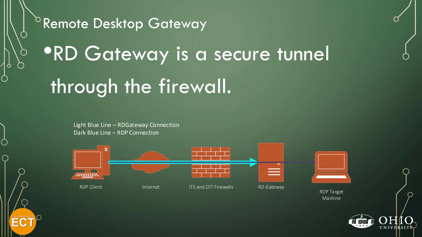You'll also be prompted for username and credentials when you do that, so you'll authenticate not only to the RD gateway to allow for that connection, but then you'll use maybe different credentials, maybe the same credentials, to connect to the RDP target machine. So the light blue line shows our RD gateway connection, and the dark blue line shows the RDP connection that goes from our client to the target machine that we want to remote control.